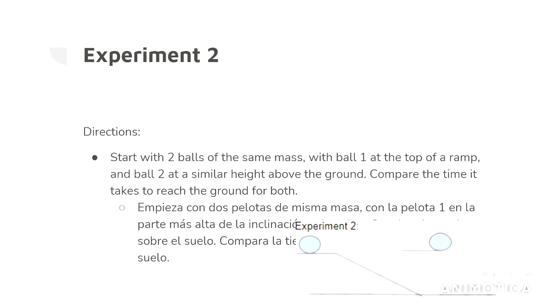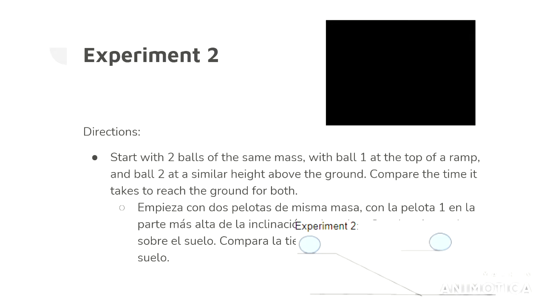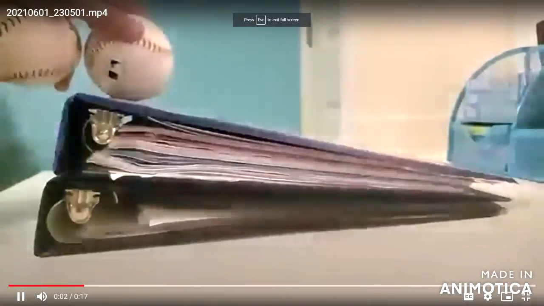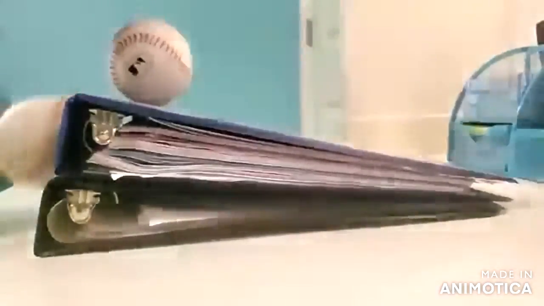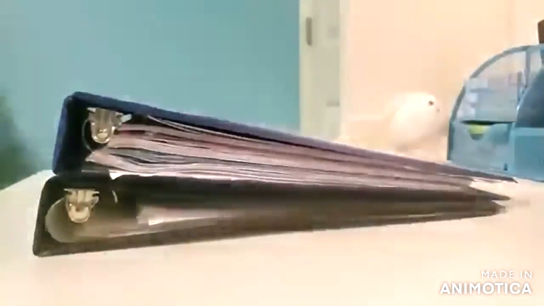And now we have our second experiment. We're going to start with two balls of the same mass, with ball 1 at the top of a ramp and ball 2 at a similar height above the ground. You're going to compare the time it takes for each ball to reach the ground. You see, these balls are at the same height, just one is on an incline and one is going straight down. As you can see, one falls sooner than the other.